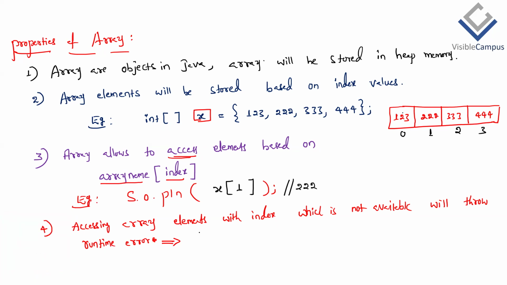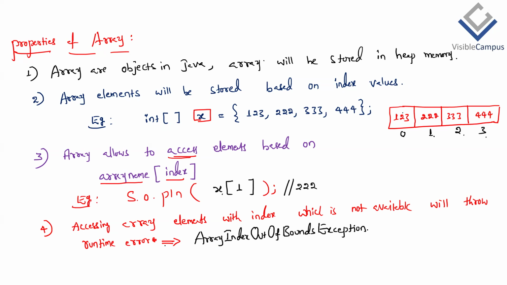The error is ArrayIndexOutOfBoundsException: Array with a capital A, Index with capital I, no space, Out with capital O, Of with capital O, Bounds with capital B, plural, Exception. So this is what we are going to get. So what is the previous thing I said? We can access array elements by using array name with index number. But if the index number is not available, for example, 0, 1, 2, 3 are the available indexes, and I want to access x of 100, then what do we get?